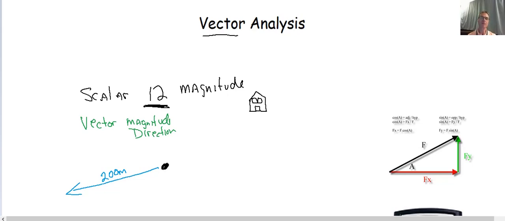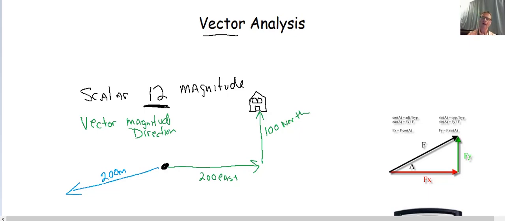So instead of 200 meters, what if I said walk 200 meters directly east? Well, that makes it a little bit easier. So 200 meters directly east, and then walk 100 meters north. And you'll be at my house. If you follow those directions, you'll get to where your ultimate goal is.